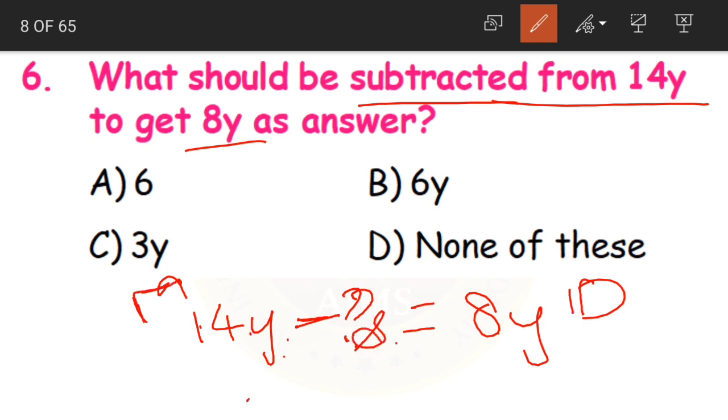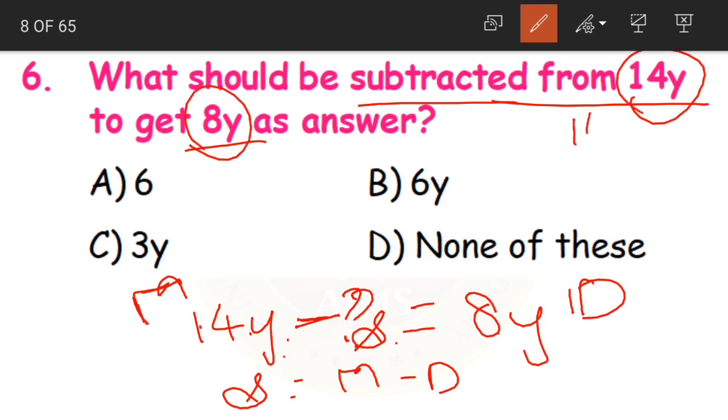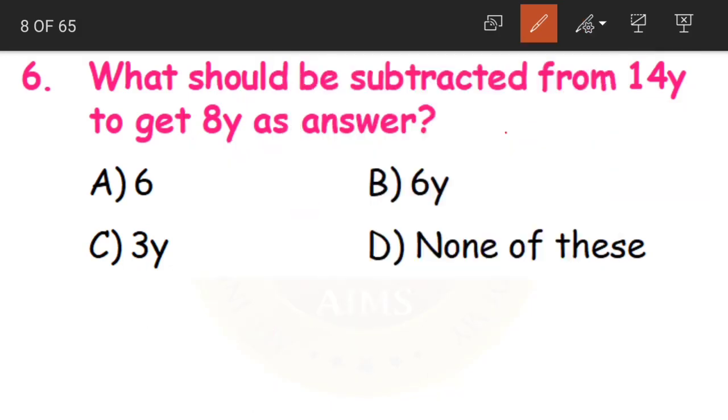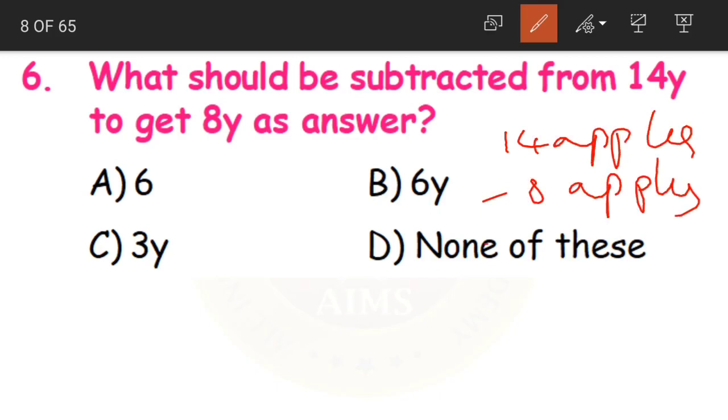Now how will you find out the subtrahend? Subtrahend is equal to minuend minus difference. Yes, the given two numbers, the difference of minuend and difference here. 14y minus 8y. Now you might be confused what to do with this y. See, if I say 14 apples minus 8 apples, what will be the answer be, children?